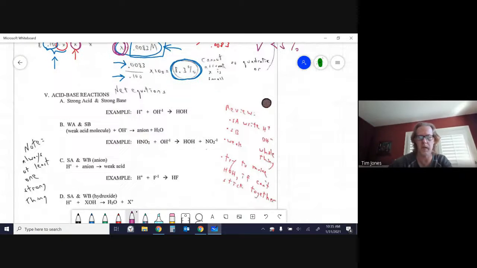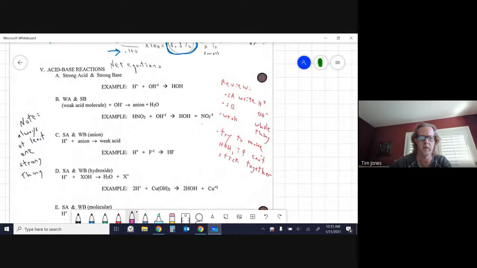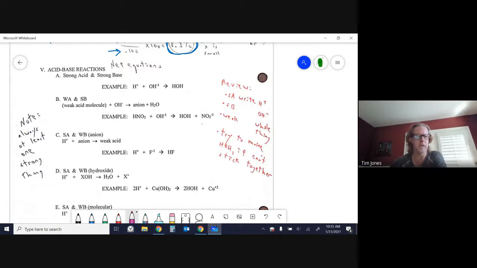All right, acid-base reactions. We could even be a little more specific here and say that these are acid-base neutralization reactions. We're only going to do net equations, which means we're not going to put spectator ions in because they are not doing anything. We really don't care about them.